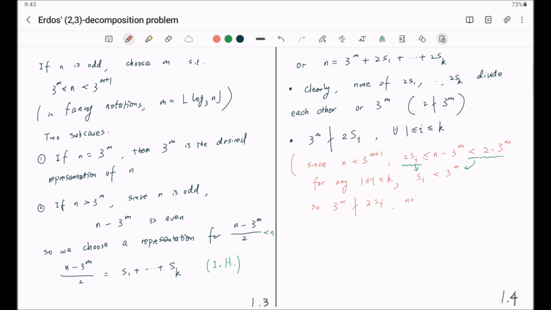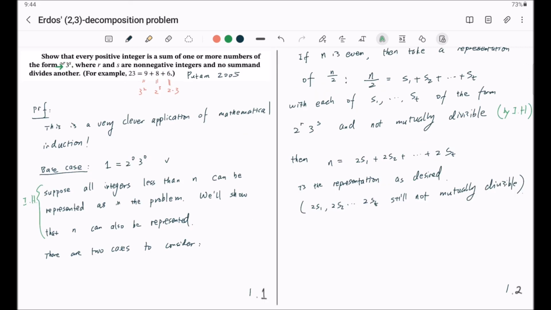So let me add that. You should notice that 2 and 3 raised to the power m are co-prime. Those two observations precisely tell us that none of those k plus 1 terms in summands divide each other. So n equal to 3 raised to the power m plus 2s1 plus ... plus 2sk is indeed the desired form of representation. And that is the end of the proof. We have proved that any positive integer can be expressed as a sum of this form.